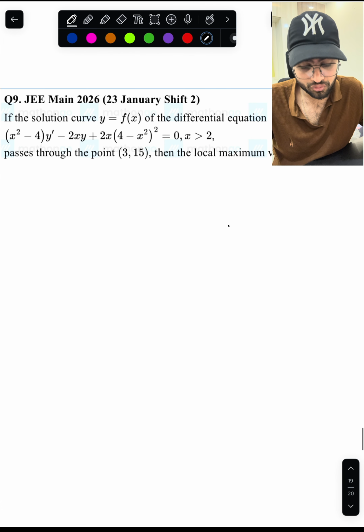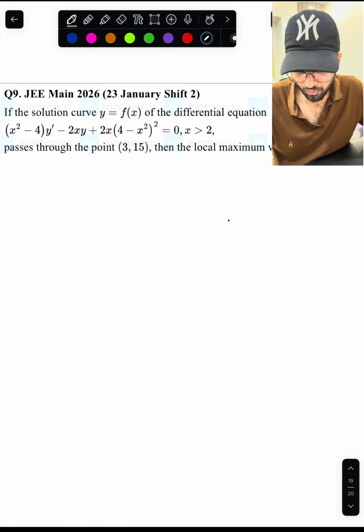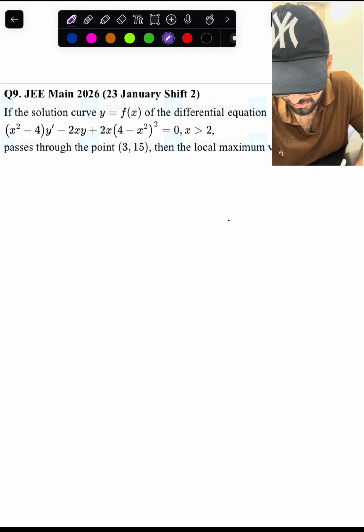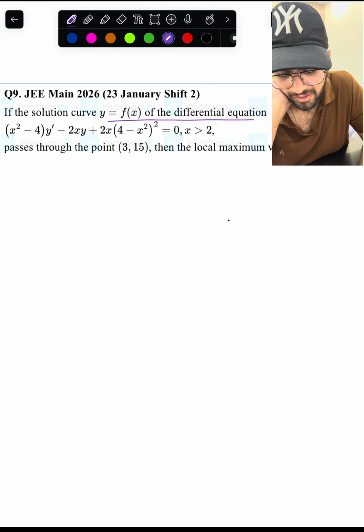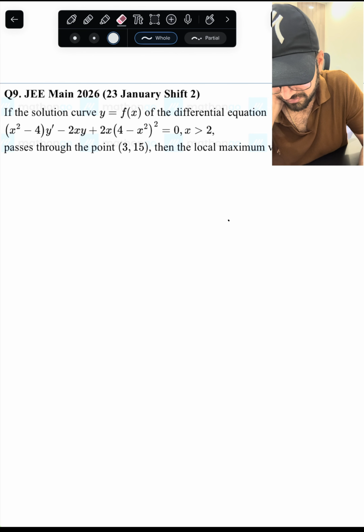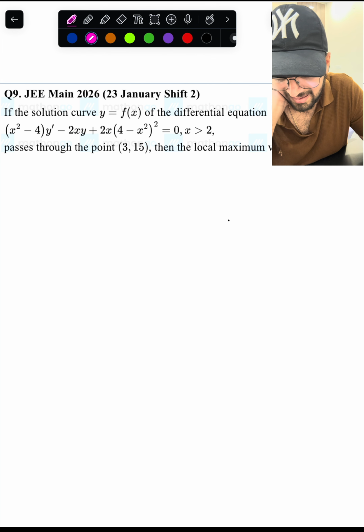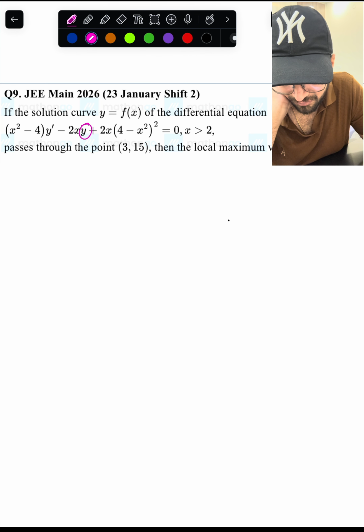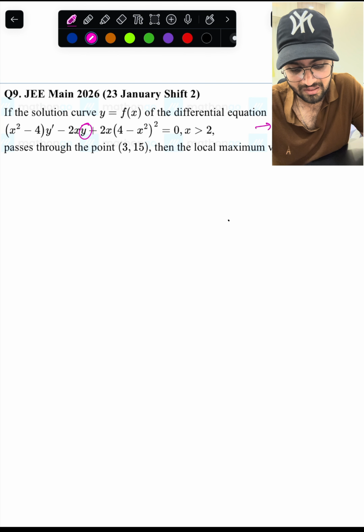Yeah. So let's move to the 9th question then. So what is the 9th question given here? If the solution of y equals f of x of the differential equation y dash, so some differential equation is there, and again jackpot, here y is there, so it's definitely a linear differential equation. Okay, done.